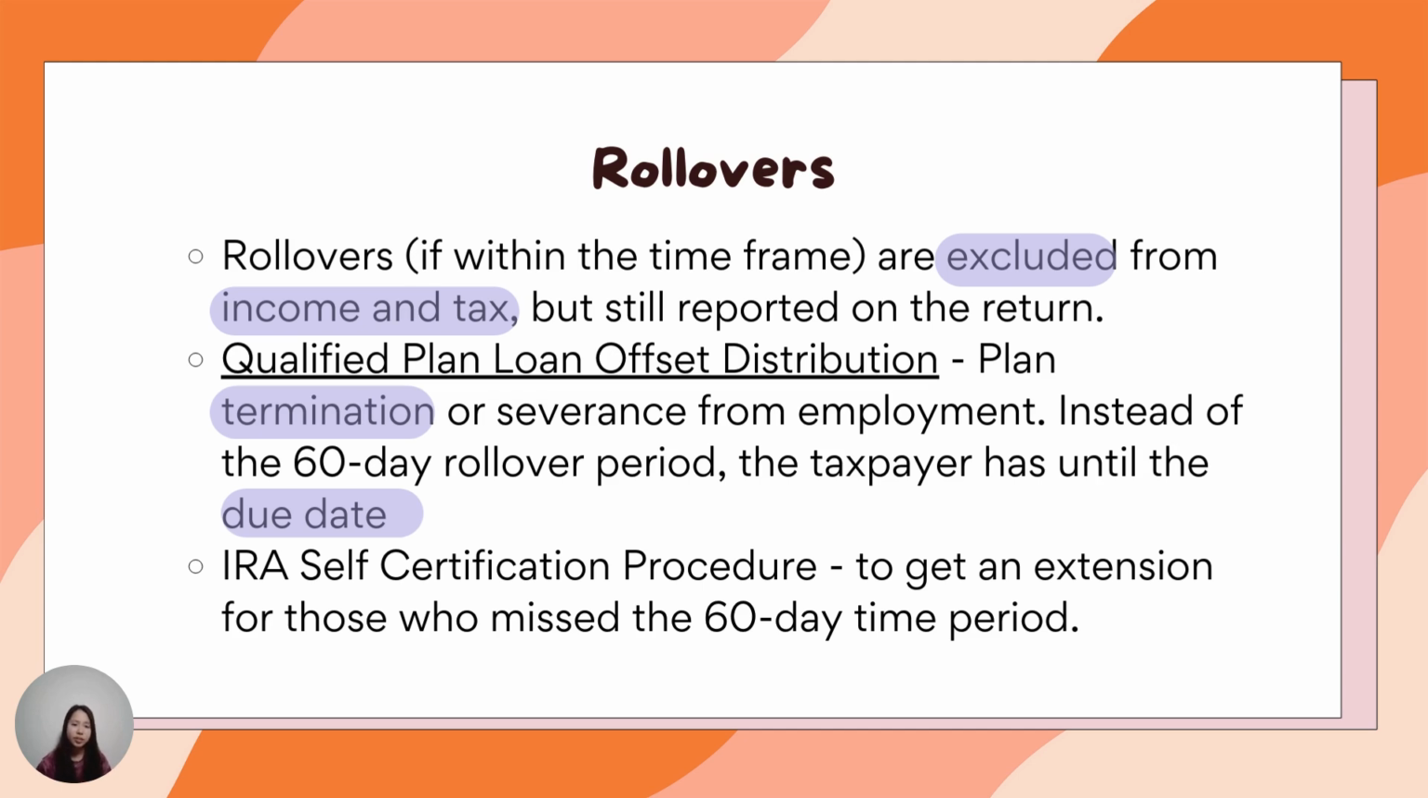The IRS self-certification procedure is something you can recommend to taxpayers to get an extension for those who missed the 60-day time period. It's something you should recommend if they did miss it and they might still qualify, but this is basically to get them out of that additional tax.